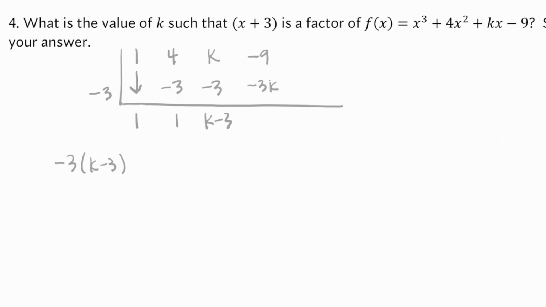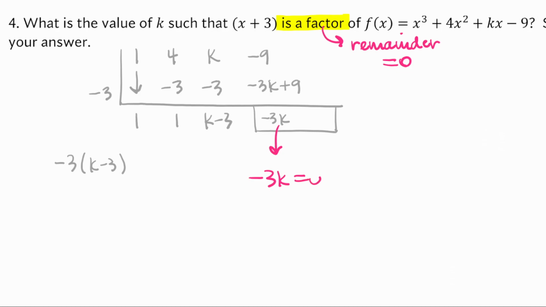Negative 3k plus 9. You add those things together, and I'd get a remainder of negative 3k plus 9 minus 9, so it's negative 3k. And if it is a factor, that means that the remainder equals 0. So that means negative 3k needs to equal 0, and that can only happen if k was equal to 0.